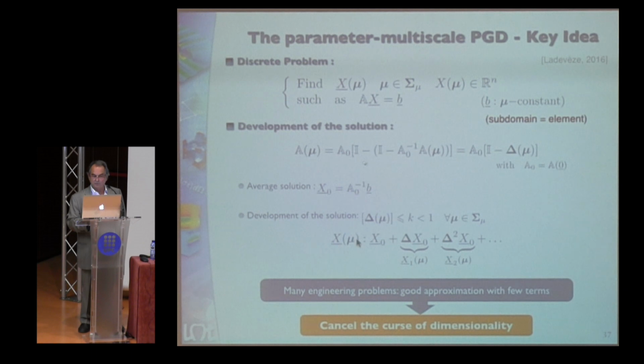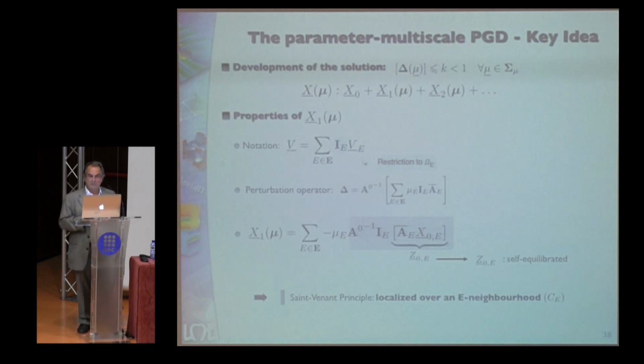We suppose that the perturbation operator has eigenvalues less than 1. And so we have several terms. I think that for many engineering problems, a good approximation is obtained with rather few terms. And that cancels the curse of dimensionality. Now let us go a little bit further. Have a look at these three terms which are here. First, x1.